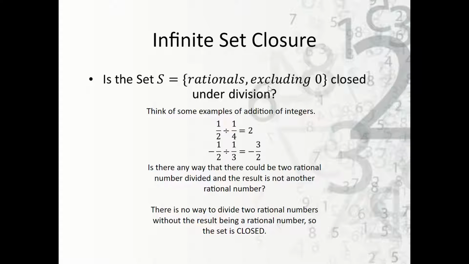And we did exclude 0, so we know that 0 is not an issue, so we don't have to worry about dividing by 0. So therefore, we can just look at these examples and continue to come up with more examples, and we can see that the set is actually closed because no matter what, when I divide two fractions by each other, I will always get another fraction.